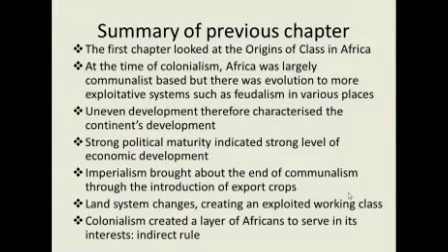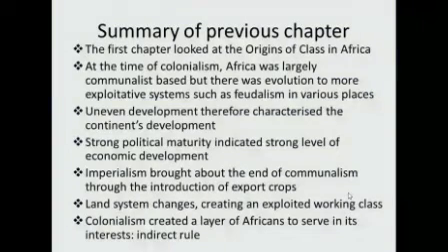Imperialism brought about the end of communalism, which was the major form of economic system practiced in Africa before imperialism came. The introduction of export crops led to the introduction of basically capitalism and the end of communal land ownership. So these land system changes created an exploited working class.